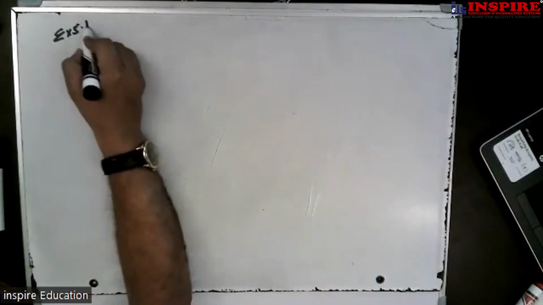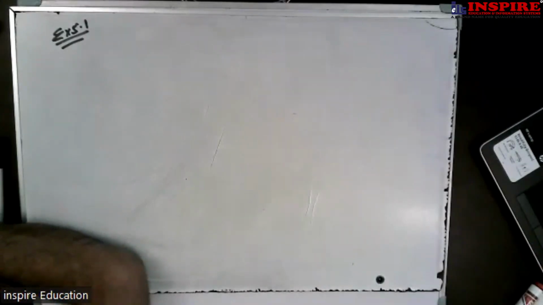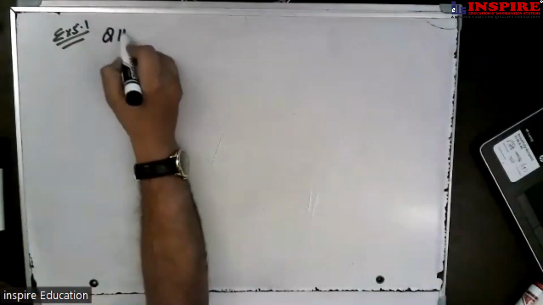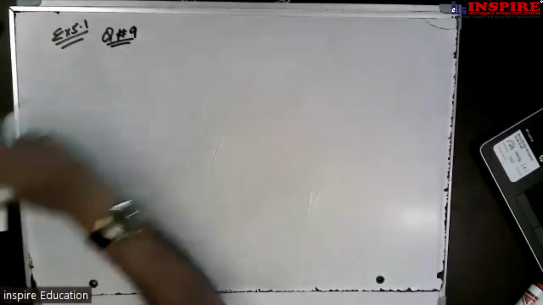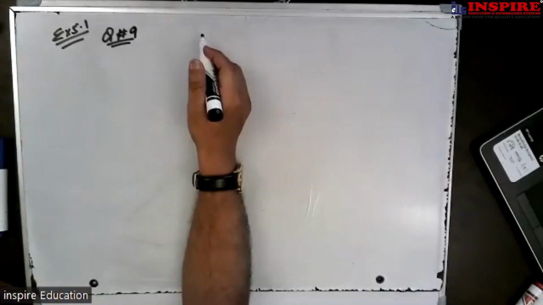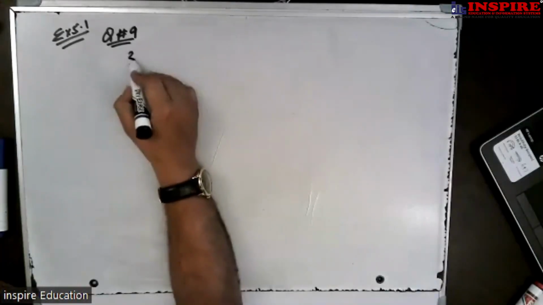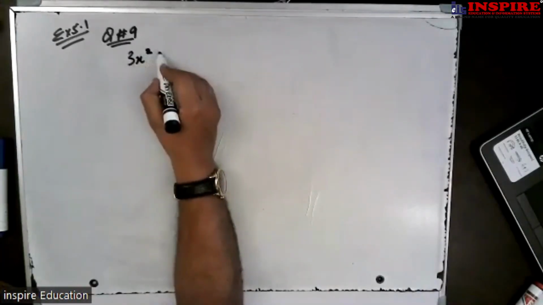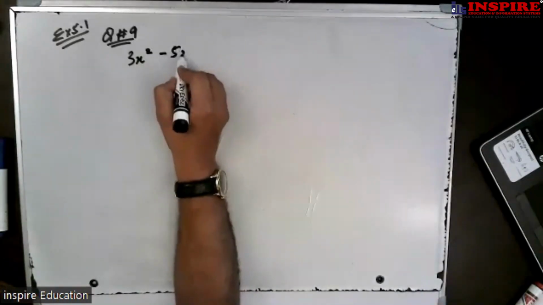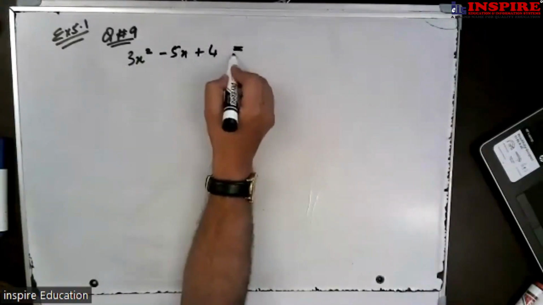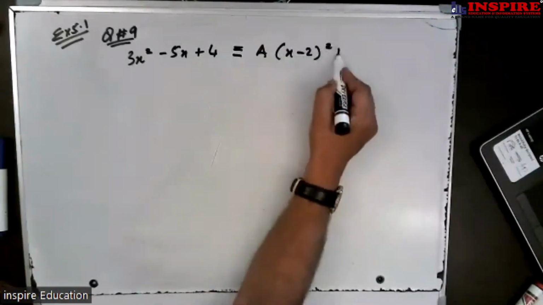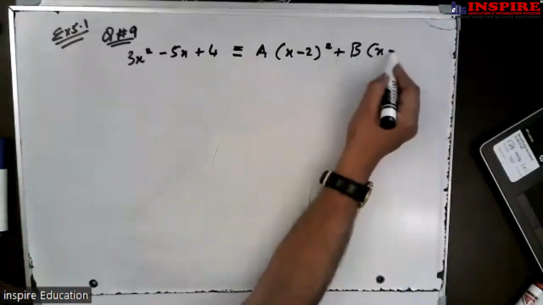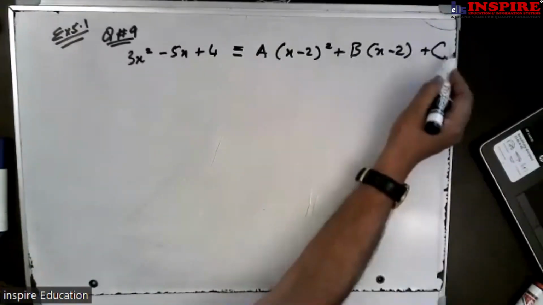Now we are again on exercise 5.1 and I'm going to do question number 9. Please everybody open your add math books. Look at question number 9. It says 3x squared minus 5x plus 4 is identical to a times of x minus 2 whole thing squared plus b times of x minus 2 plus c.